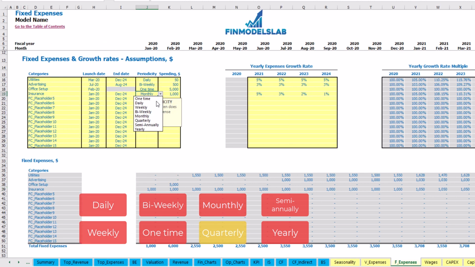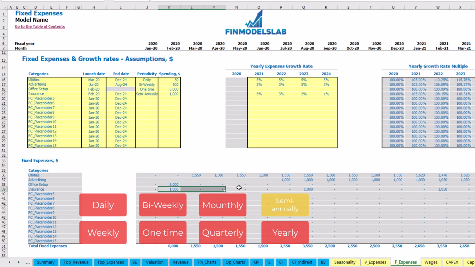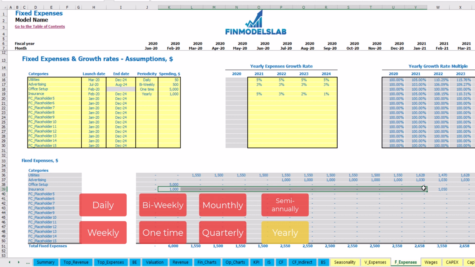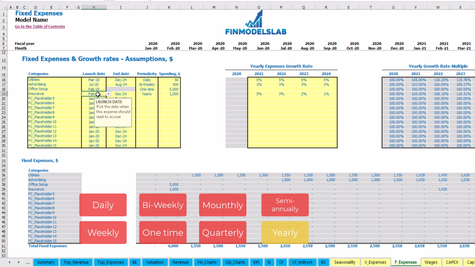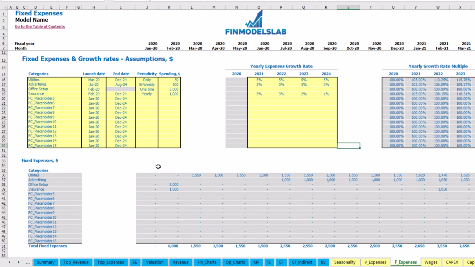Another option, quarterly. You may see that insurance will be paid $1,000 each quarter. You can start it, for example, from February, and this will be shifted 1 month forward. Another option, semi-annually. In this case, you will have insurance payments once per half a year, again with a percentage of growth. And the last option is annual payments or yearly payments. You'll pay one time per 12 months, starting from February till December 24. For each expense type you can use growth rate, and the calculation you may see in here.